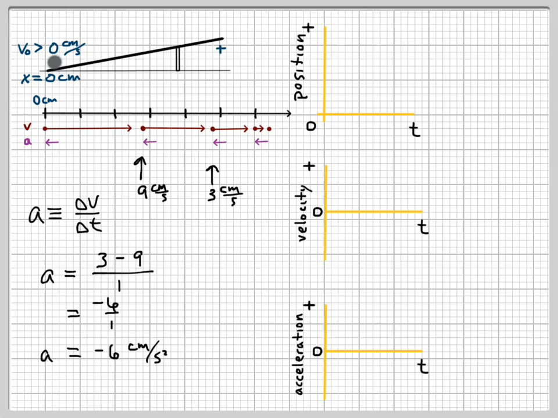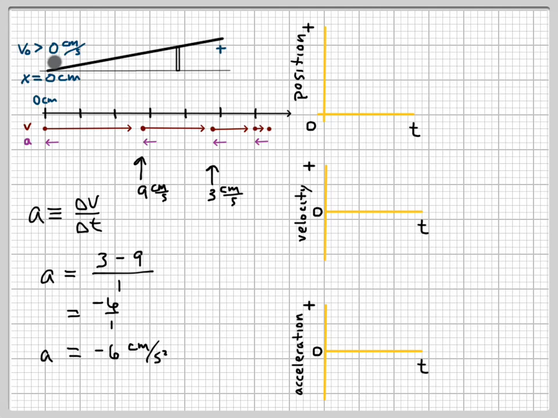So how does this graph? Let's see, the initial velocity is greater than 0, and the initial position is 0. So on my position graph, it needs to start at 0 centimeters and have a non-zero slope. It needs to have a positive slope because it's moving in the positive direction. So at 0, my curve will have a positive slope, and as the object continues up the incline, it slows down. So the ending slope needs to be close to 0.